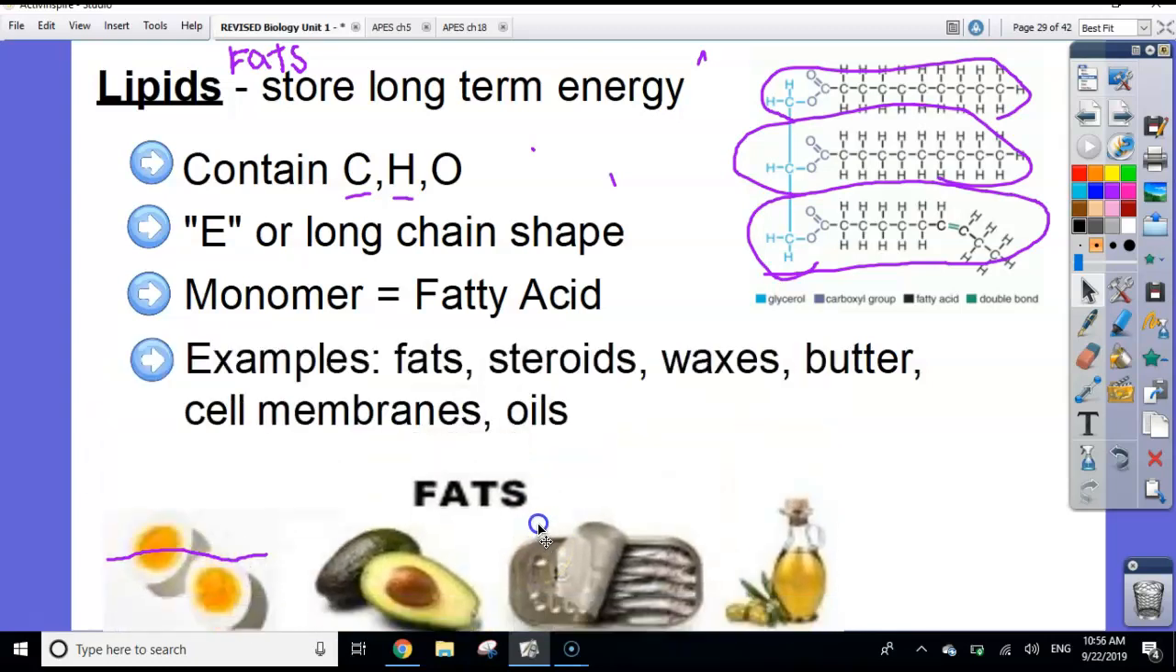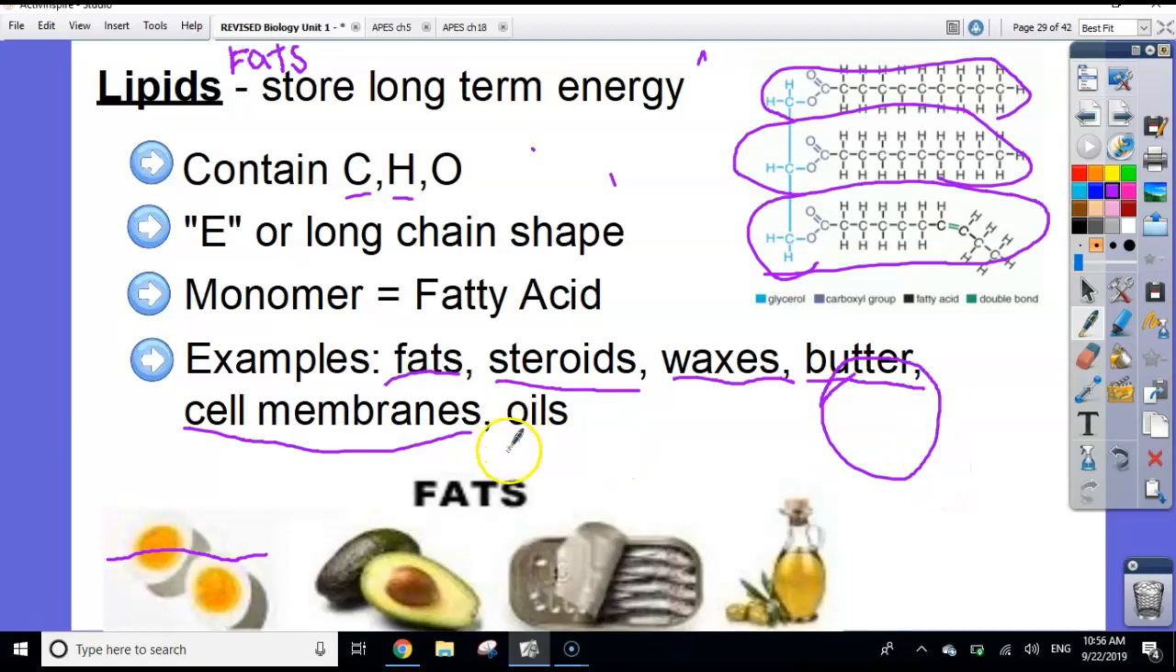And then examples, okay? Fats, any kind of fat, okay? Steroids, your body makes some naturally. Waxes, things like earwax, beeswax, those are fats. Butter, okay? Cell membranes, remember that's the outside of the cell? They have fats in them. This is why your body needs fats, because if you didn't have any fat, you wouldn't be able to make any cell membranes and you wouldn't be able to make cells. And oils. So basically, when you think of foods that are greasy, those are foods that generally have fats in them, okay?